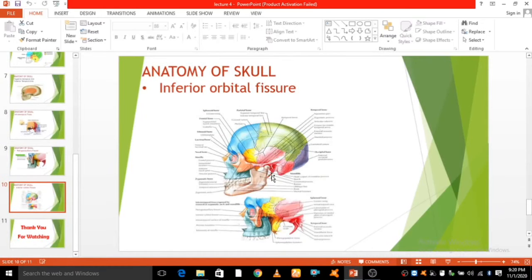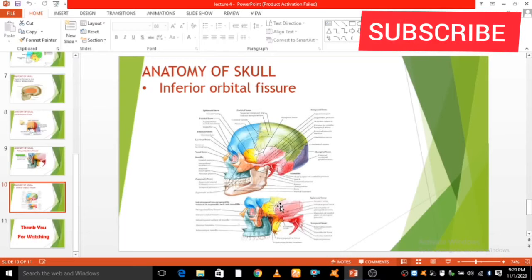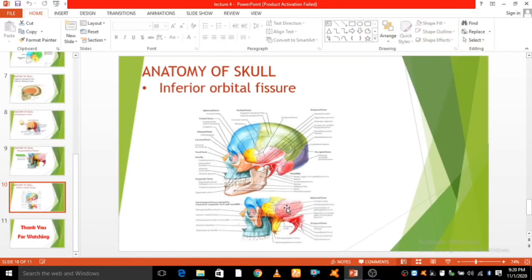Inferior orbital fissure. Look at this point. This one is the inferior orbital fissure. It lies in the floor of the orbit, inferior to the superior orbital fissure, and is bounded superiorly by the greater wing of sphenoid, inferiorly by the maxilla and the orbital process of the palatine bone, and laterally by the zygomatic bone. It opens into the posterior lateral aspect of the orbital floor.